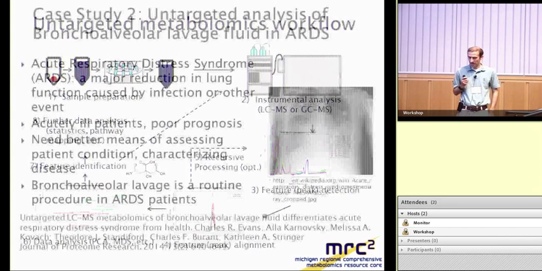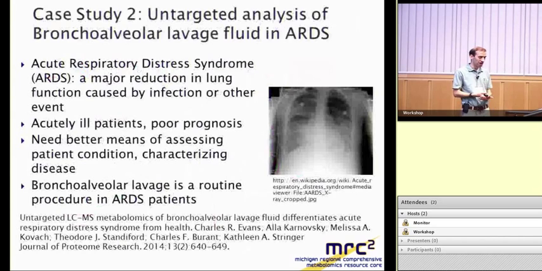So the study that I'm going to use is an example of the workflow for an unbiased metabolomics experiment, untargeted, I apologize for using the term that we're trying to avoid. It is a study that we performed on bronchoalveolar lavage fluid in patients afflicted with acute respiratory distress syndrome.